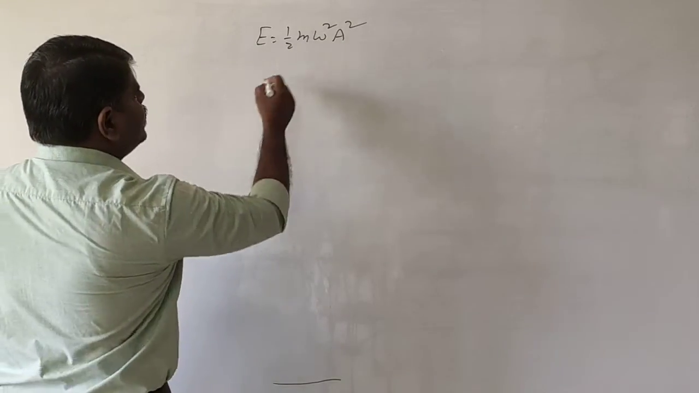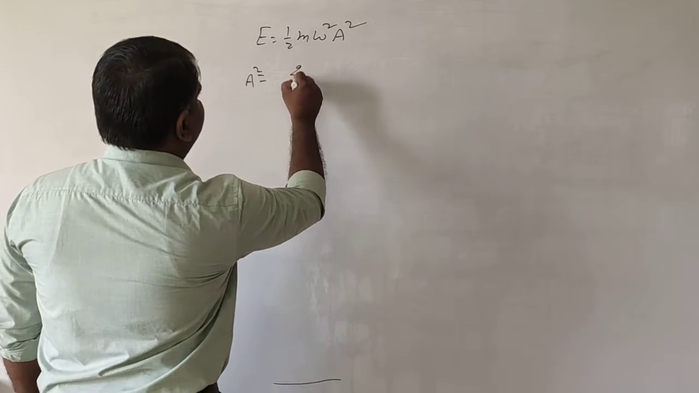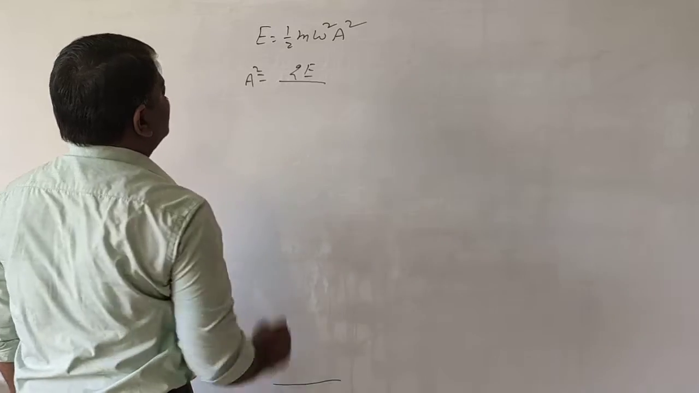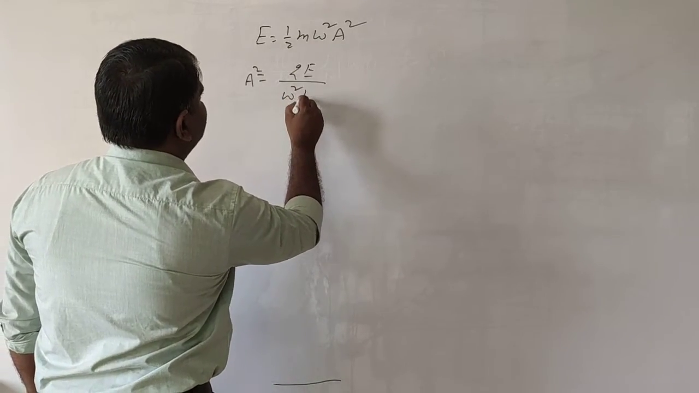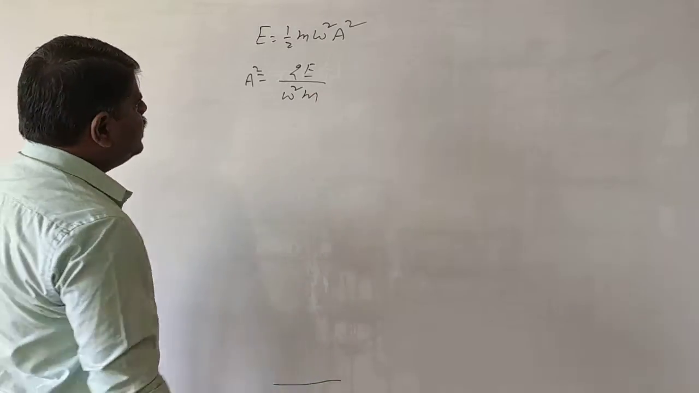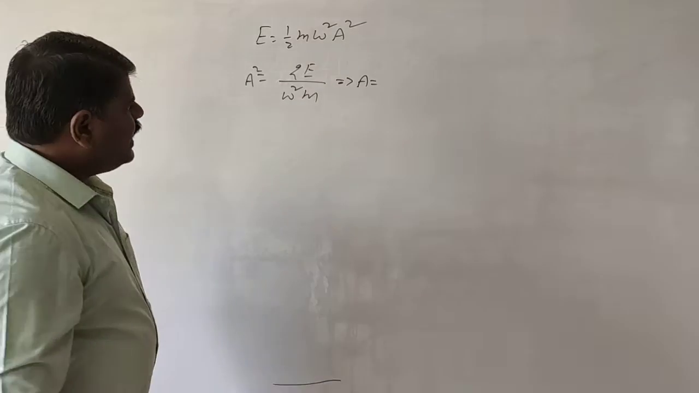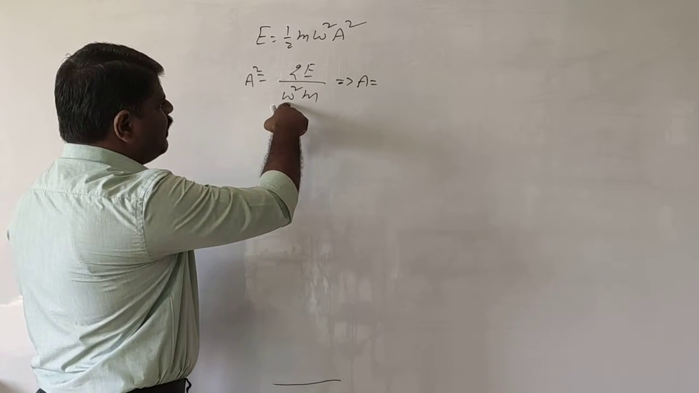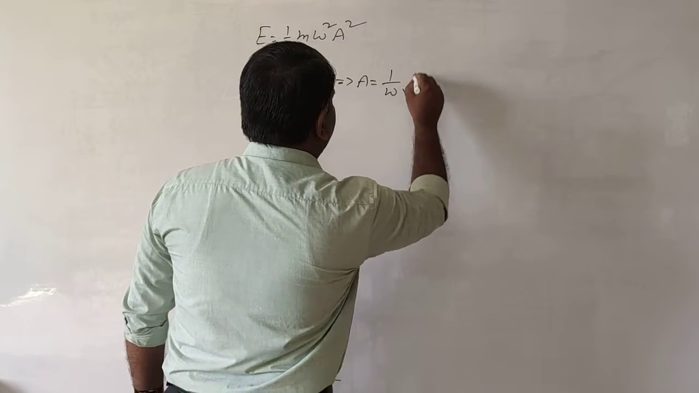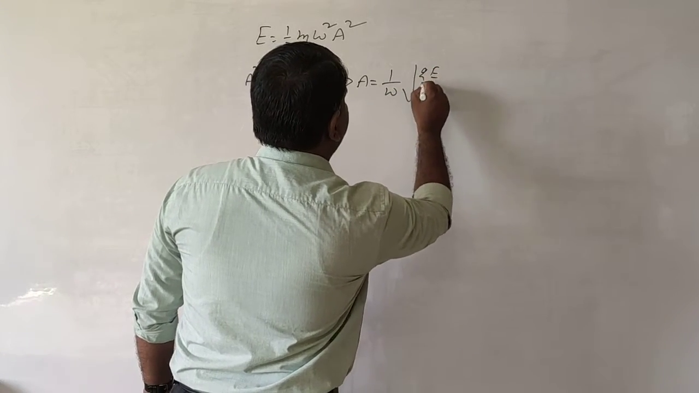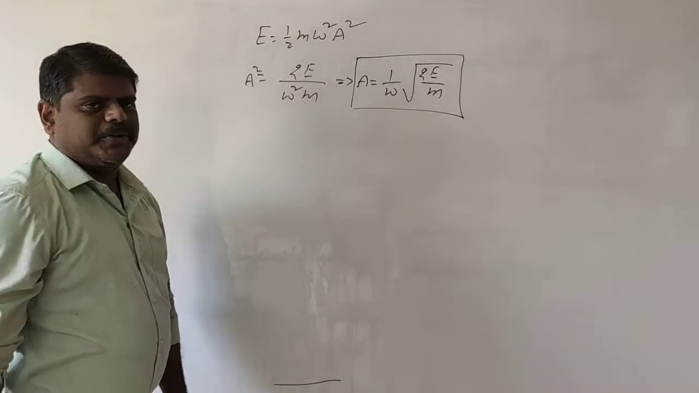To find the A value, we write A square equals 2 into E by m omega square, with omega square and m in the denominator. So A equals the square root, which gives 1 by omega into under root of 2 E by m. This is the formula we are going to use to find the amplitude.